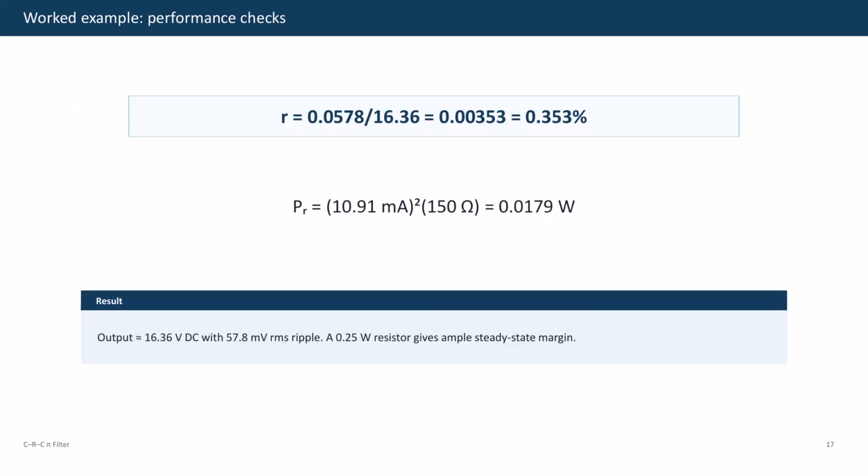The ripple factor is 57.8 mV divided by 16.36 volts, giving 0.353%. The resistor dissipates 17.9 milliwatts. A quarter-watt resistor therefore provides ample steady-state margin. The final output is approximately 16.36 volts DC with 57.8 mV RMS ripple.